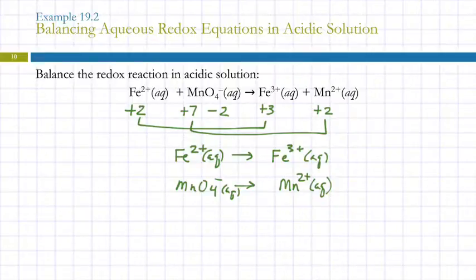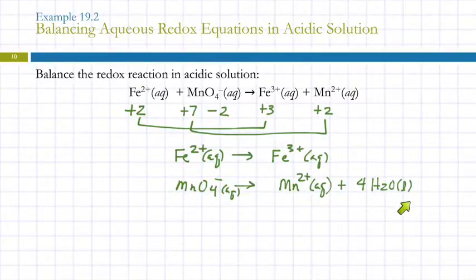Balance for mass. Well, the first one's already balanced for mass. The second one is not. The manganese is fine, but we've got 4 oxygens here and no oxygen on the other side. So the rule says balance the things besides hydrogen and oxygen first, balance the oxygens by adding water, and then take care of the hydrogens. So to get four oxygen atoms on the right side, I'm going to have to add 4 water molecules.